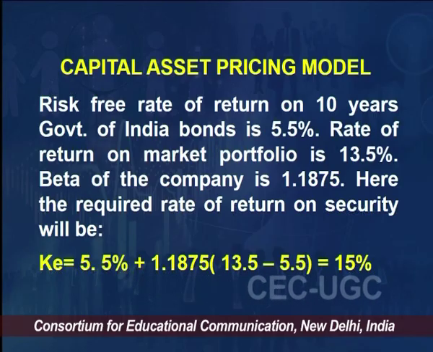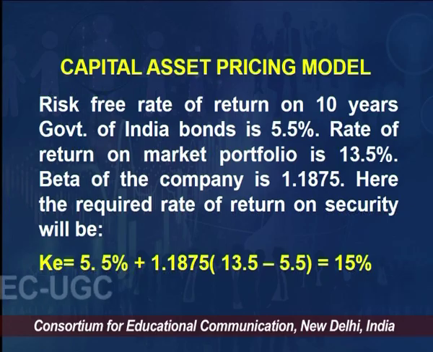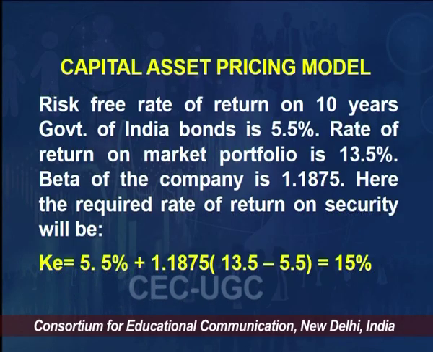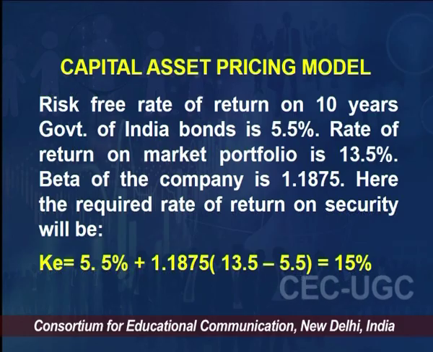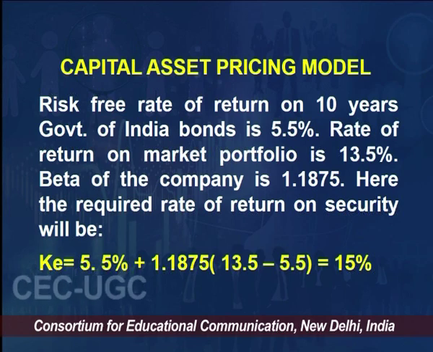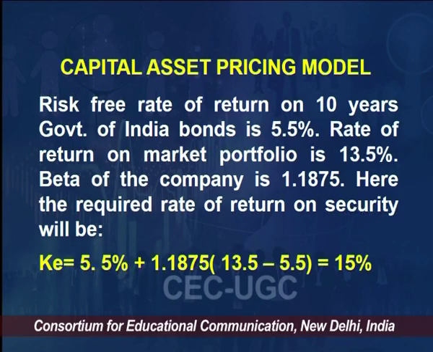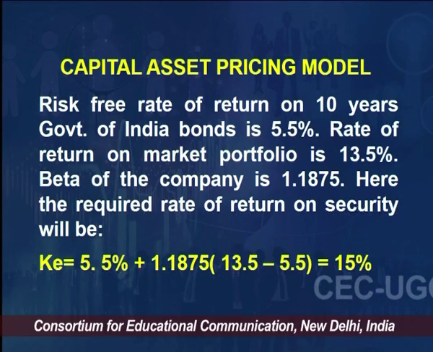So I shall now be taking up one good example to help you understand this CAPM. I am going to take up this example which says the risk free rate of return on 10 years Government of India bonds, so bonds are risk free, is 5.5%. Rate of return on market portfolio is 13.5%. Beta of the company is 1.1875. It means the movement is positive, it is higher than the market portfolio by 0.1875.